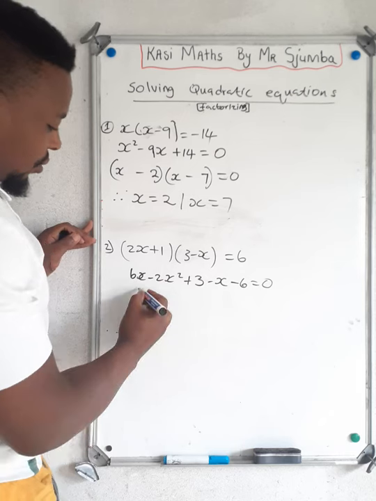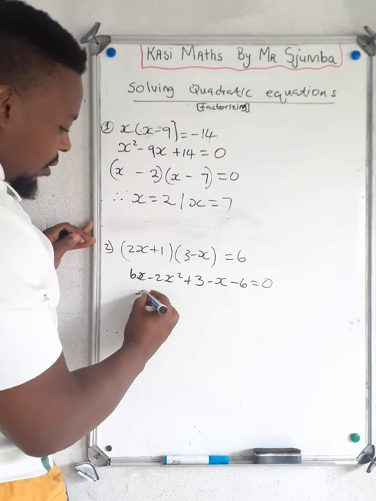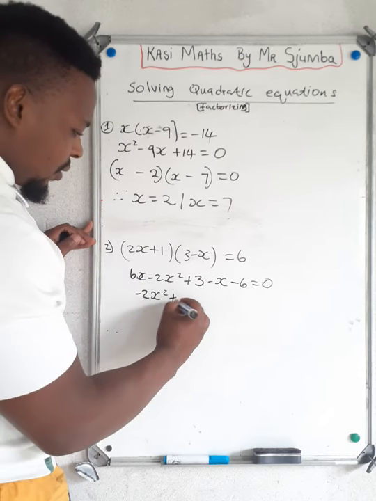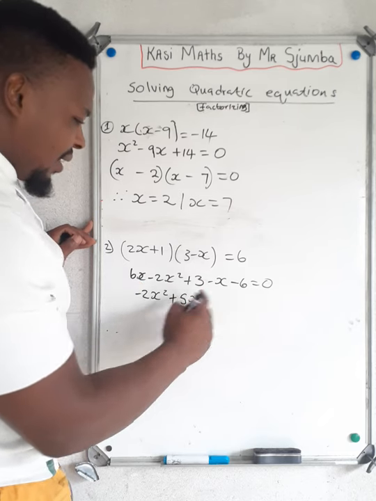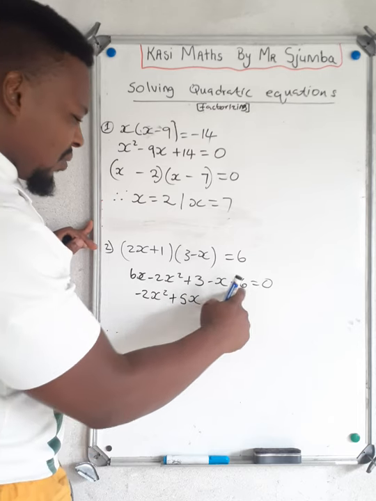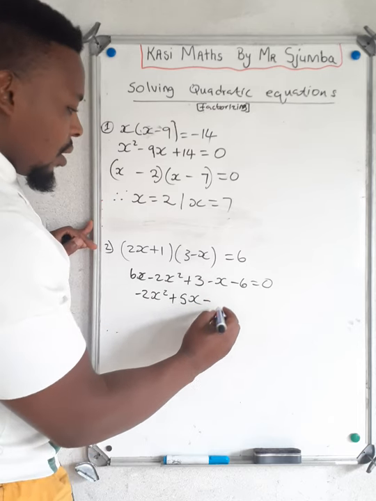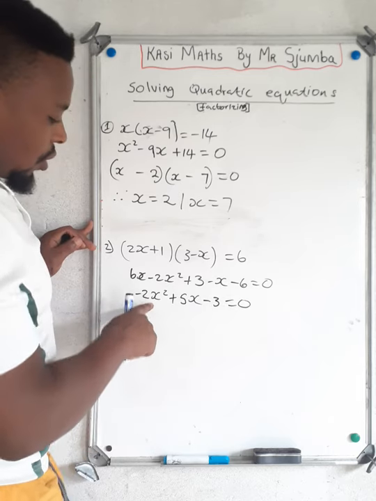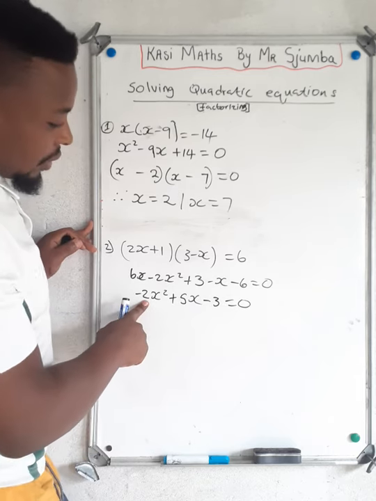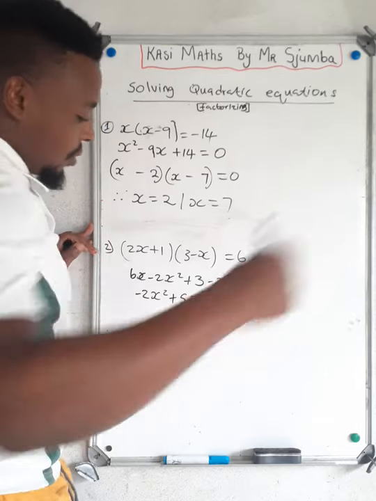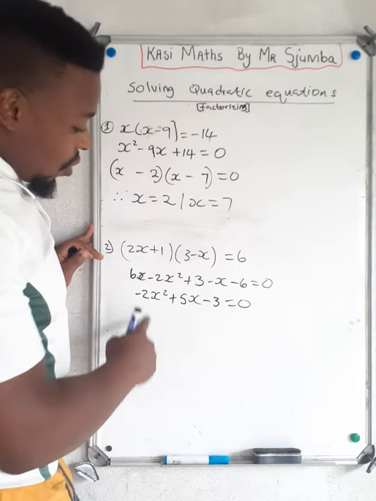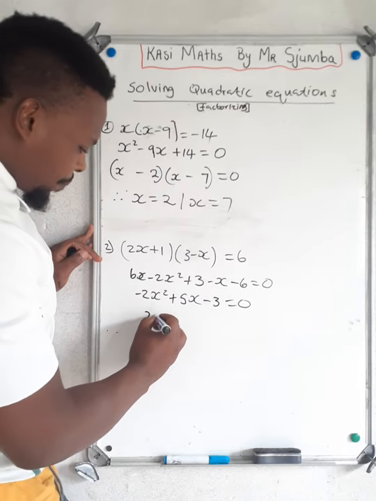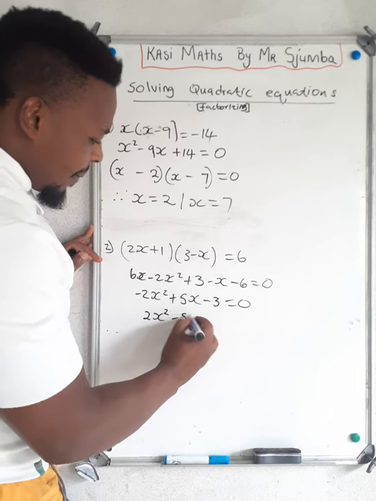We make this formalized. The first is minus 2x squared, then positive 5x, then 3 and 6 will be minus 3, and then equals to 0. Since the coefficient of x squared is negative, you can divide by negative, or you can multiply by negative 1. So now it is 2x squared minus 5x plus 3 equals to 0.